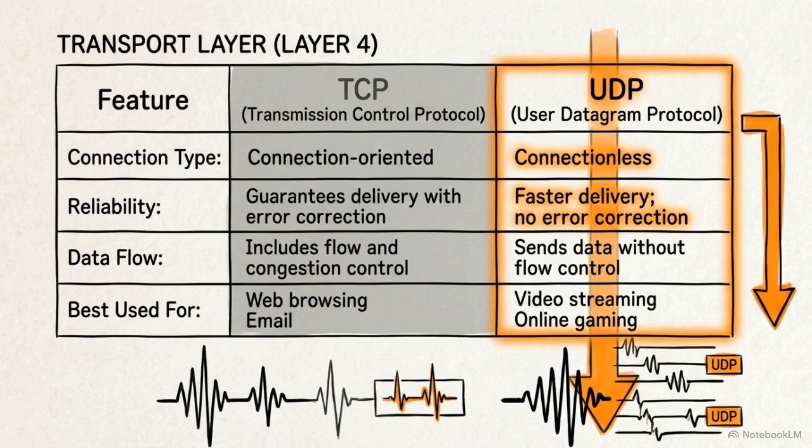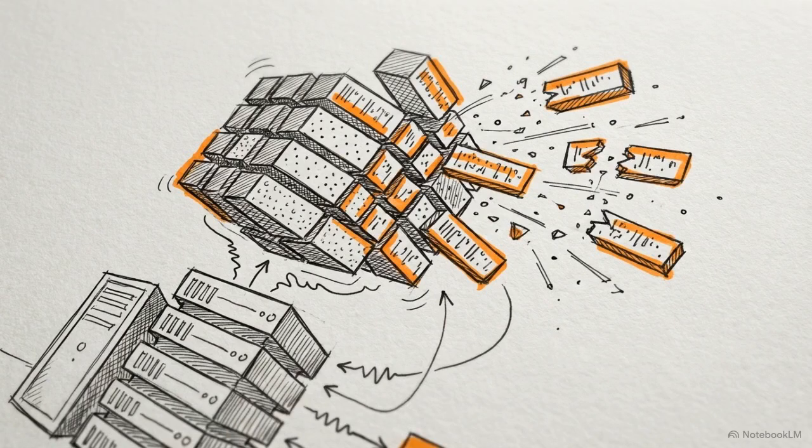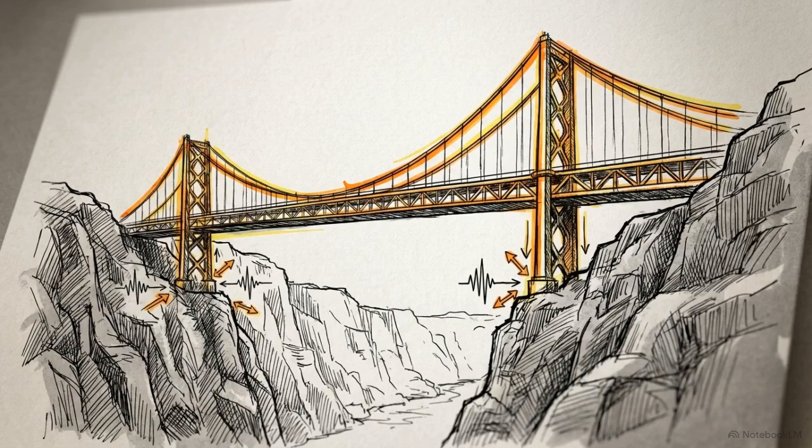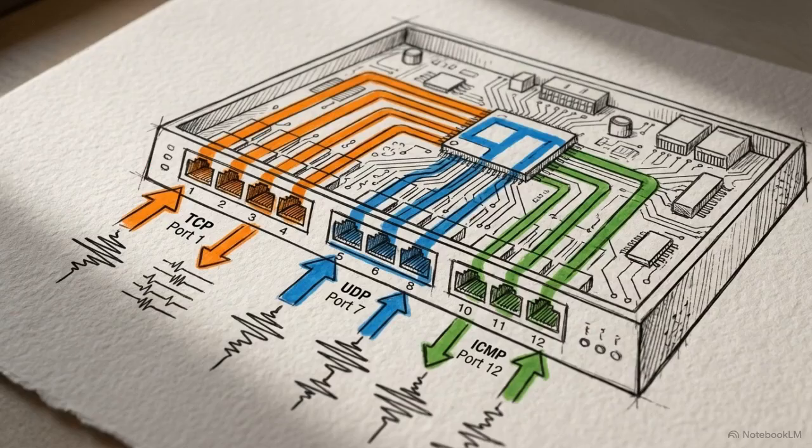UDP, the User Datagram Protocol, operates entirely connectionless. It achieves faster delivery by stripping out error correction entirely. It sends data without flow control. This makes it ideal for speed-dependent tasks like video streaming or online gaming, where speed is critical and dropping a single frame is tolerable. Layer 4 acts as a strategic bridge. It decides exactly how data must travel based on specific application requirements before handing it off to the infrastructure.